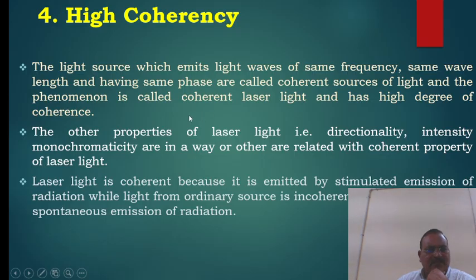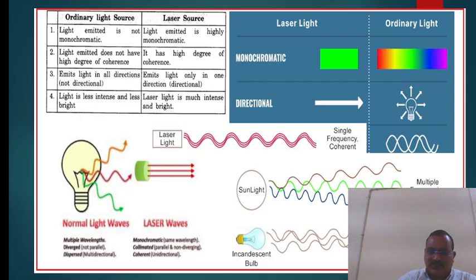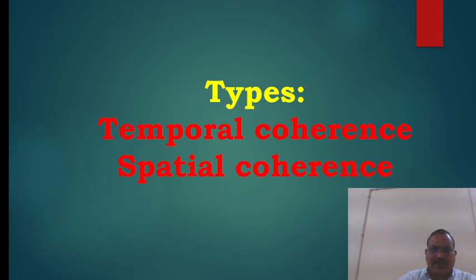We are making a statement. The other properties of laser light, for example directionality, intensity, and monochromaticity, are in one way or another related to the coherent property of laser light. So laser light is coherent because it is emitted by stimulated emission of radiation, while light from an ordinary source is incoherent because it is emitted by spontaneous emission of radiation. Okay, so we have explained this.